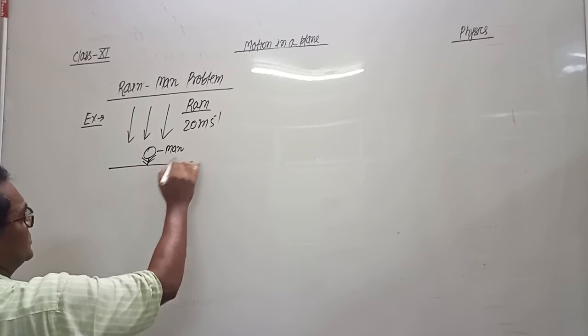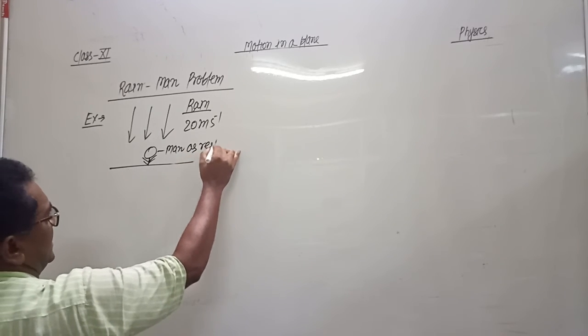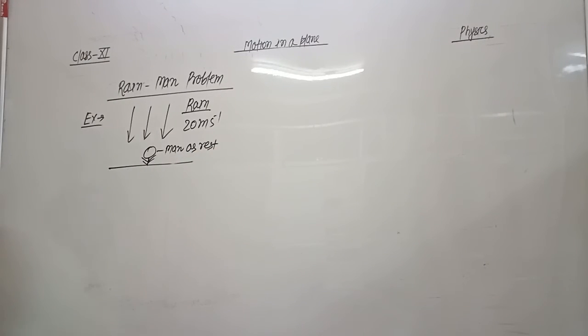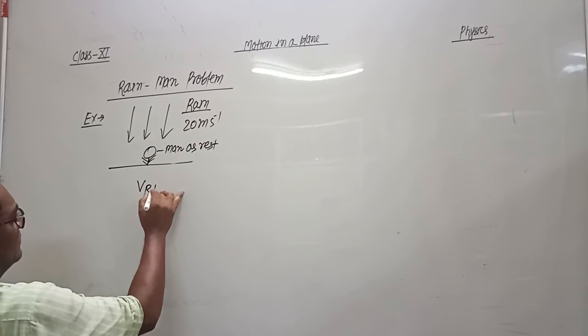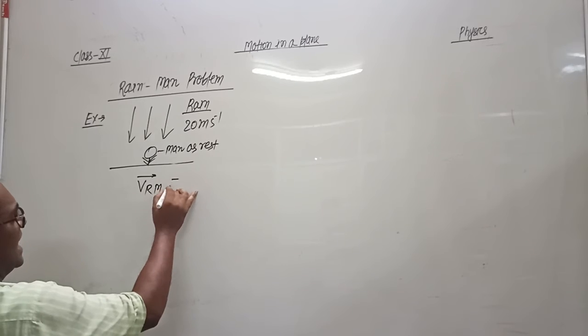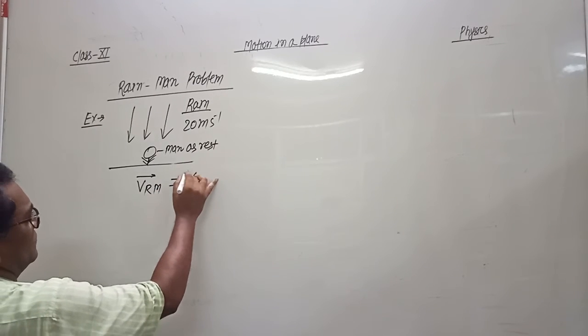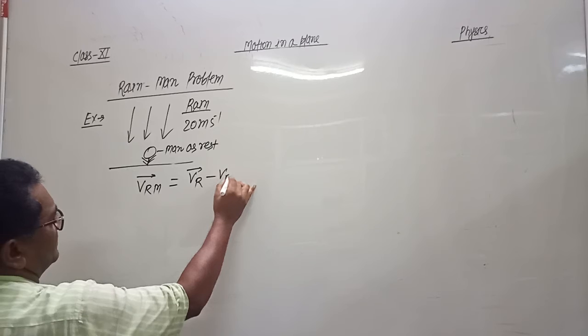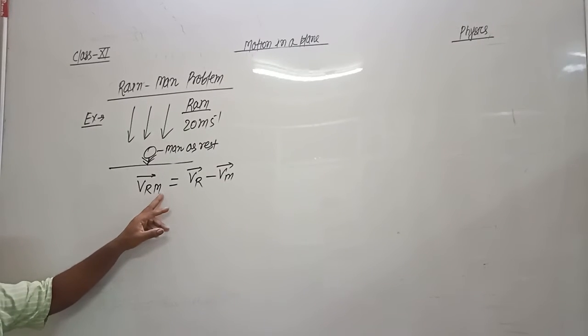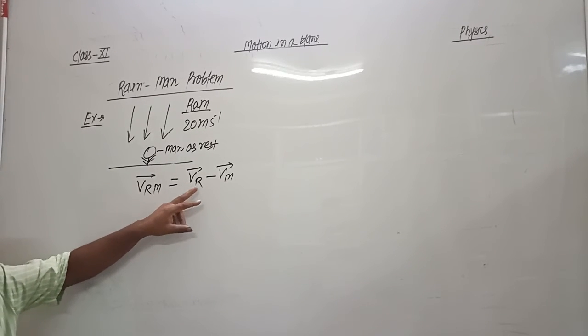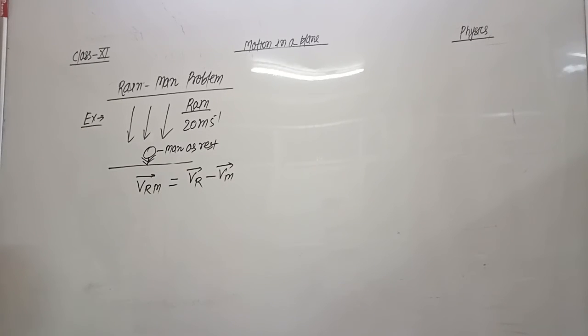Man is at rest, standing on the ground. So we have to find the relative velocity of rain with respect to man. What would be the relative velocity of rain with respect to man? VRM equals VR minus VM, the velocity of rain minus the velocity of man.